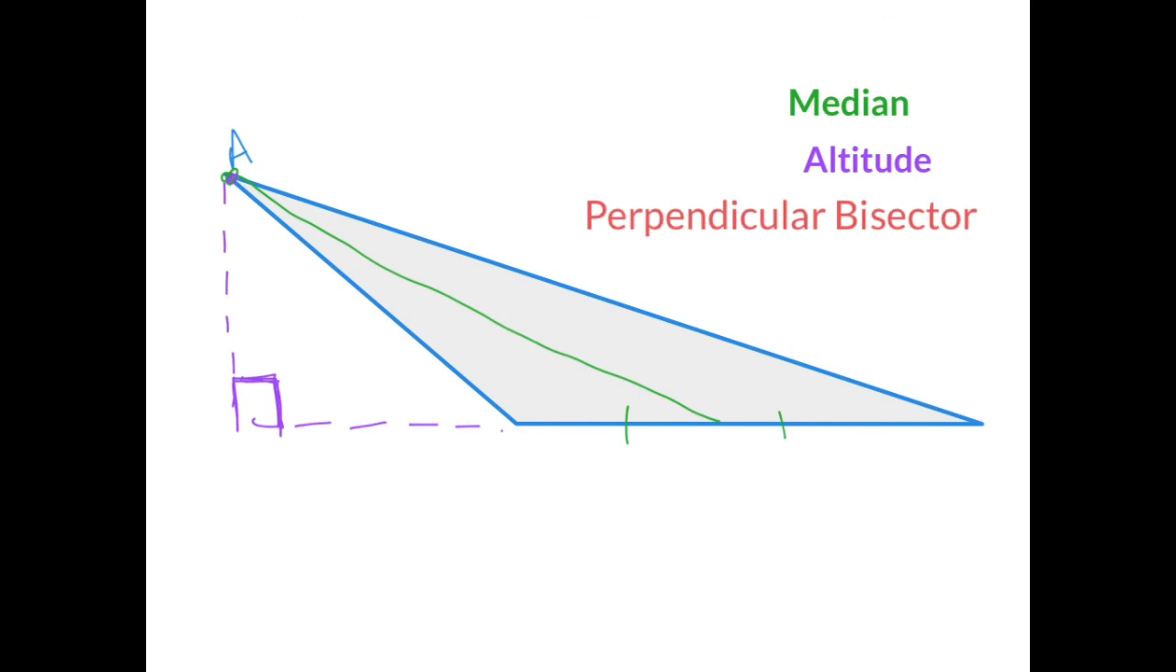Finally, the perpendicular bisector starts at this midpoint, so not that vertex A, but this midpoint B that we already created with the median, and that goes straight to create a 90-degree angle with that side. So this is a quick summary of median, altitude, and perpendicular bisectors all on one triangle.